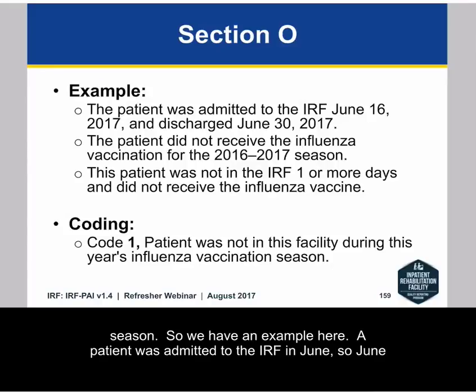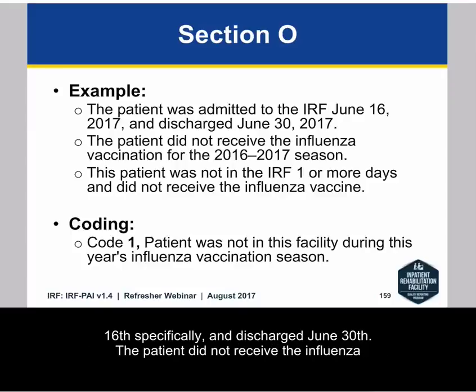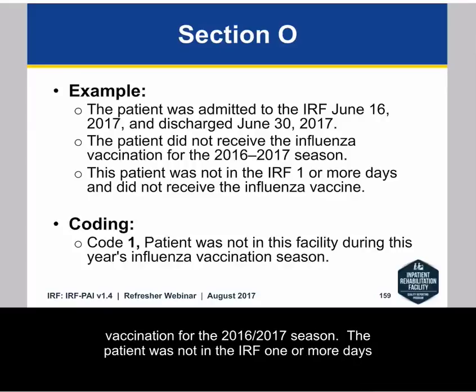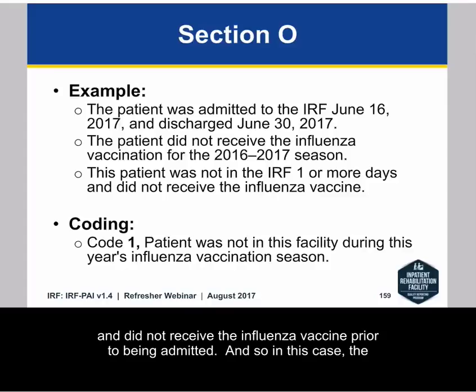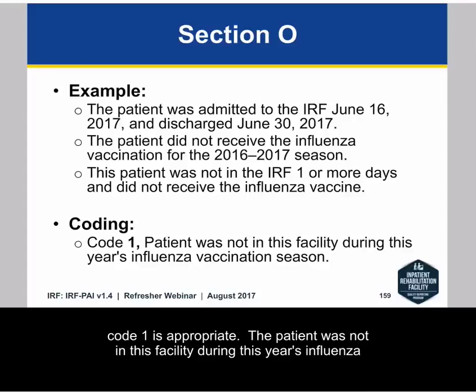So we have an example here. A patient was admitted to the IRF in June, so June 16th specifically, and discharged June 30th. The patient did not receive the influenza vaccination for the 2016-2017 season. The patient was not in the IRF 1 or more days and did not receive the influenza vaccine prior to being admitted. And so in this case, the code 1 is appropriate. The patient was not in this facility during this year's influenza vaccination season.